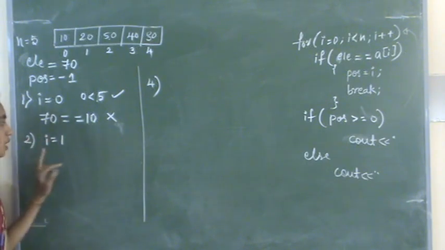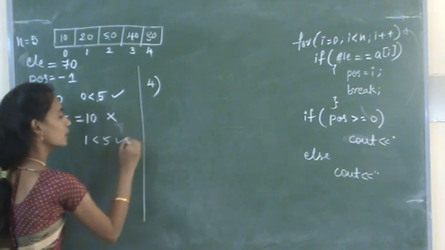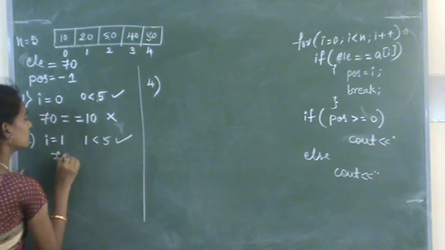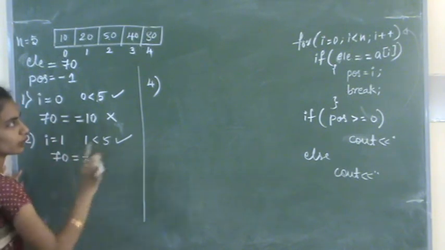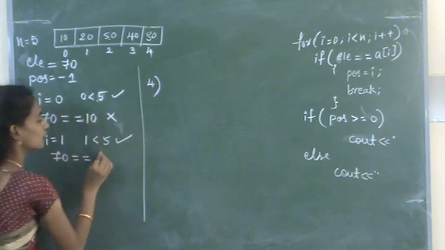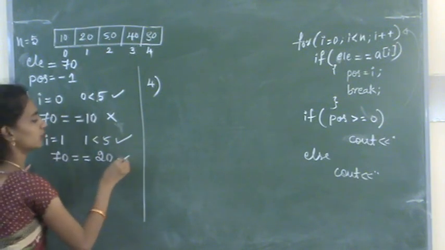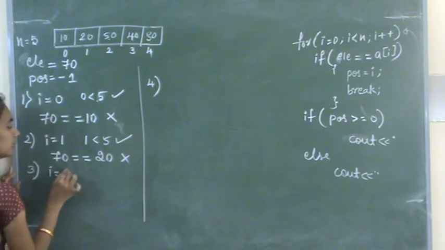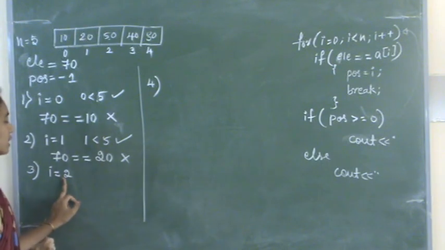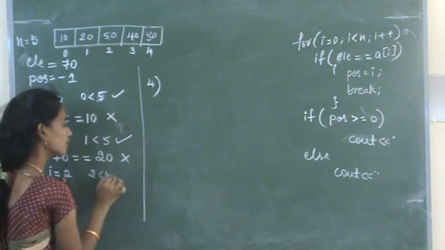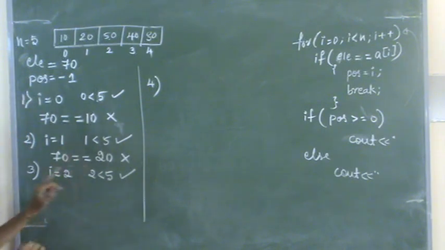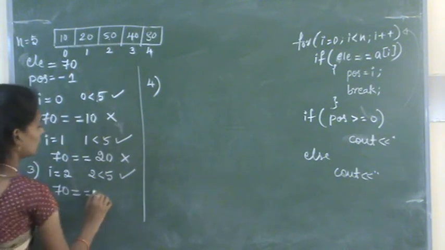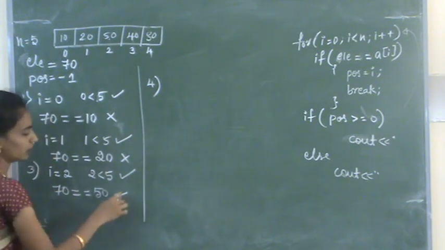Now I value becomes 1. So 1 is less than 5, true. So again it will enter the if condition. So the if condition is element, that is 70, equal to a of 1. So a of 1 is 20. So whether 70 is equal to 20? No. Again it will go back to the for loop and increment the I value. So now I value becomes 2. 2 is less than 5. The condition is true. Enter the if condition, that is 70 is equal to a of 2, which is 50. Is 70 equal to 50? No.